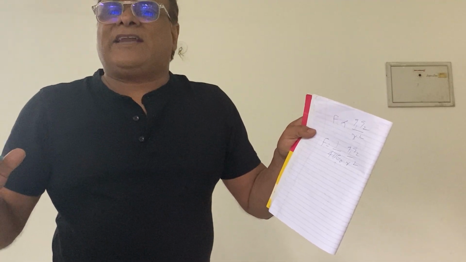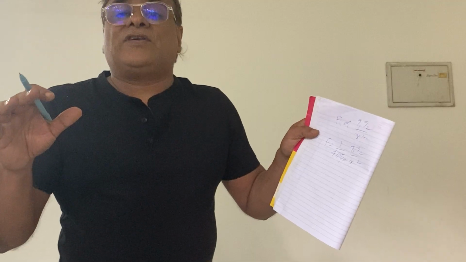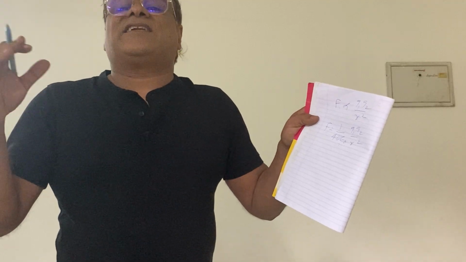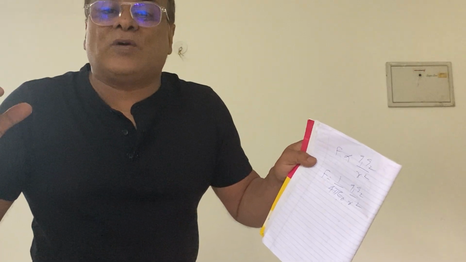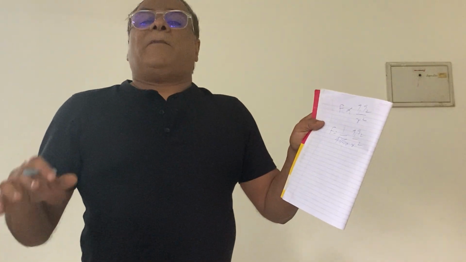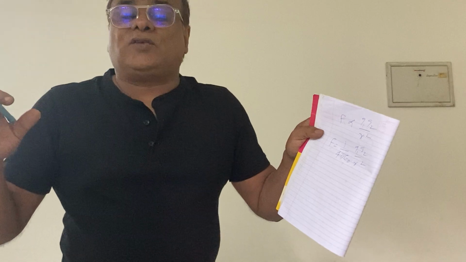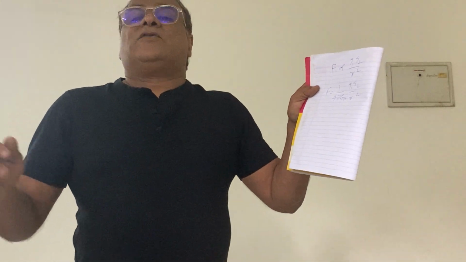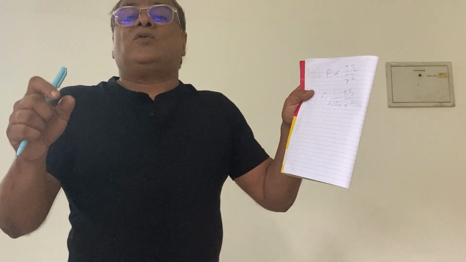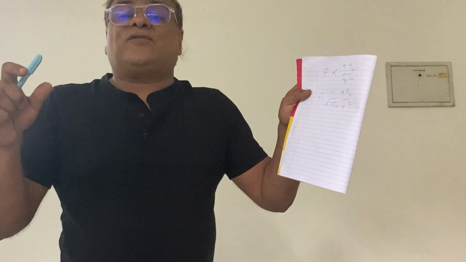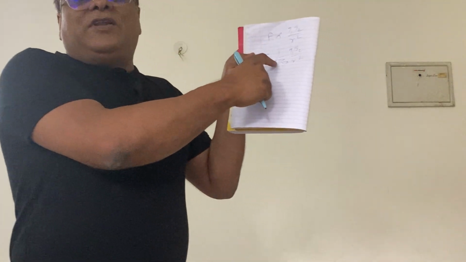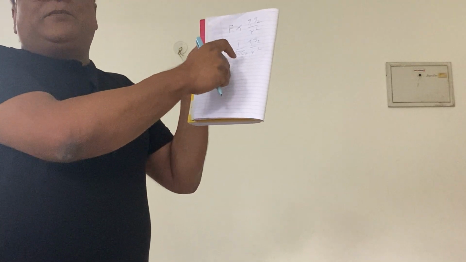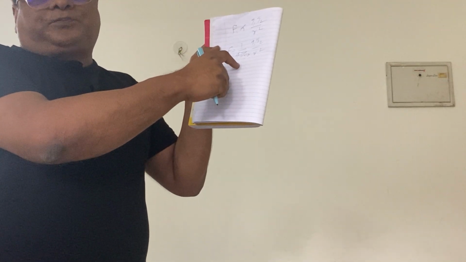What are electric lines of force? Electric lines of force are used to visualize the electric field. Magnetic lines of force are used to visualize the magnetic field. The ability of a medium to transmit electric lines of force is known as permittivity, epsilon zero. Epsilon zero is the permittivity of free space.